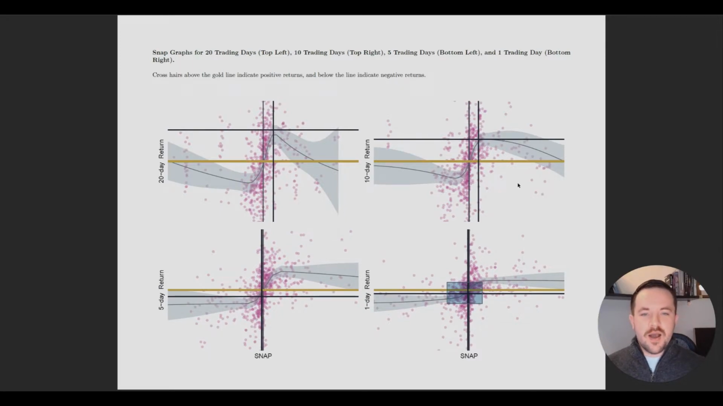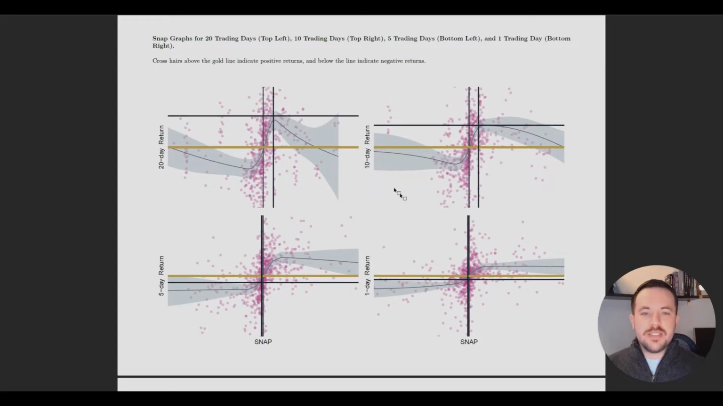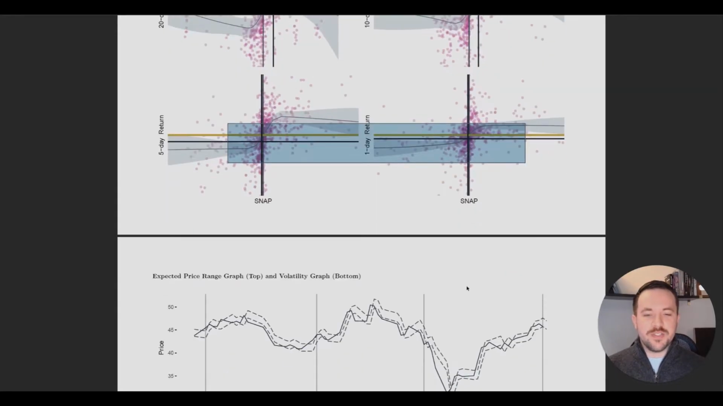Snap graphs are pretty straightforward, I wanted them to be. You simply look to see where the crosshairs are, and whether it's above or below the gold line. That tells you how that VoEx behavior maps out to anticipated price action. The squiggly line here is the trend line for each one of the models, and the highlighted region is the 95% confidence interval for that trend line. Pretty significant. So we have more medium to long-term bullish indications, but more short-term bearish indications. We're going to keep the short-term bearish indications in mind as we move on.